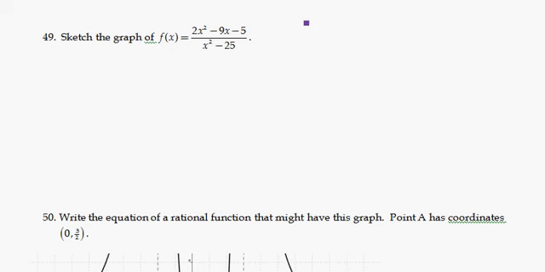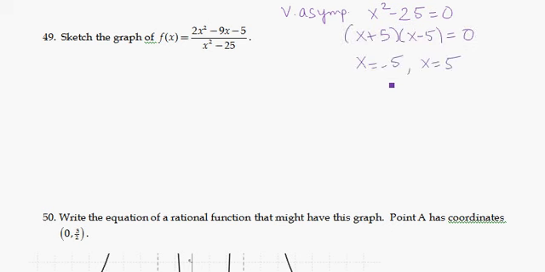So again, let's sketch the graph. We start with vertical asymptotes. Vertical asymptotes are going to happen where the denominator is equal to 0. So again, pause the video, do it yourself, guys. So we get two vertical asymptotes at -5 and at 5. X equals -5 and 5.